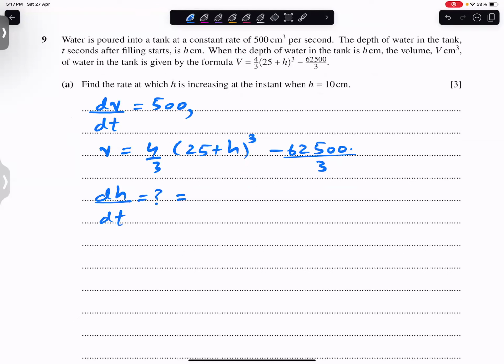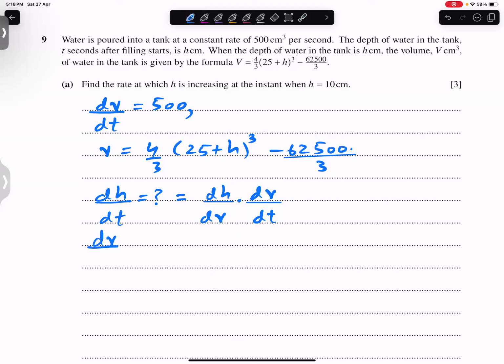So dh over dt can be written as dh over dv times dv over dt, and you will fill this bracket, this space, with dv. Now let's find these two quantities. dh over dv: how will you find it? You will take the derivative of v with respect to h.